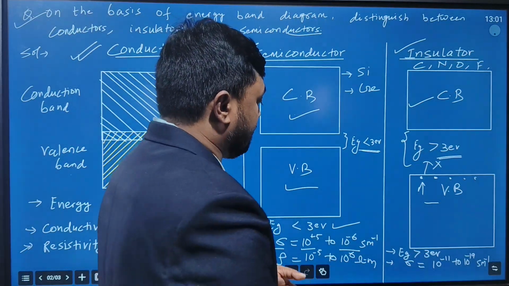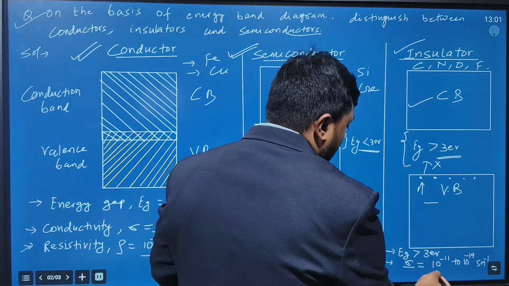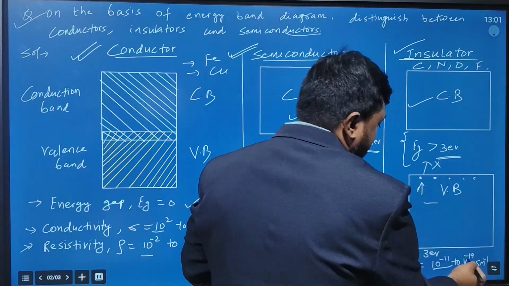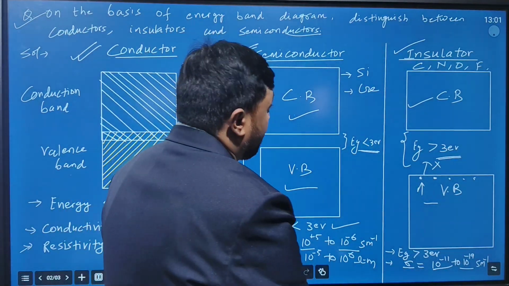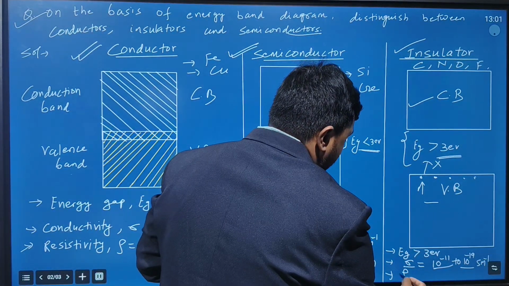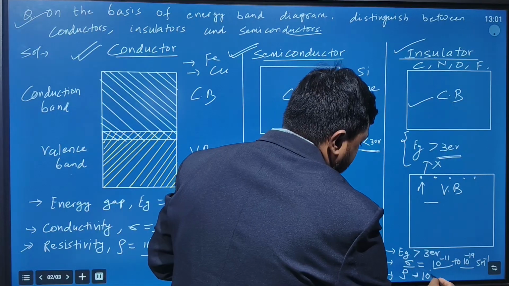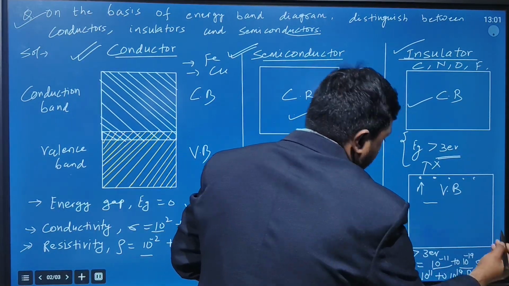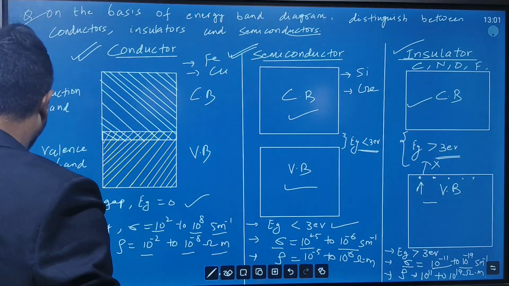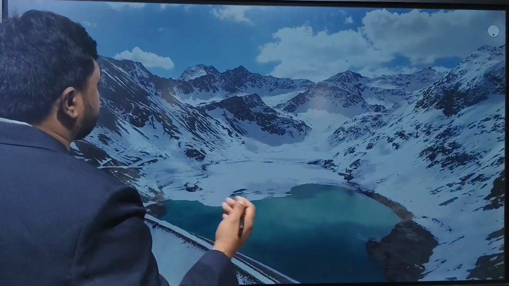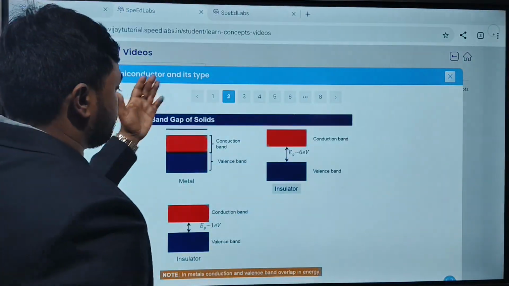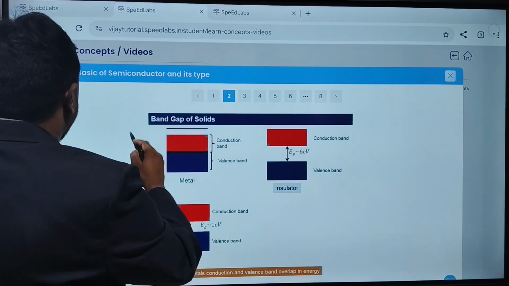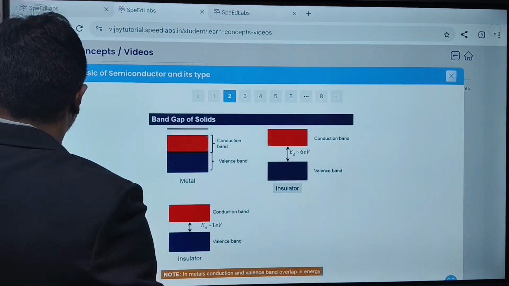In case of an insulator, the conductivity is very low, 10 to the power minus 11 to 10 to the power minus 19 Siemens per meter, whereas resistivity, rho, is very high, that is 10 to the power plus 11 to 10 to the power plus 19 ohm meter. Is it clear? Now let's discuss further. Here also you can see in this diagram that the energy gap is there.